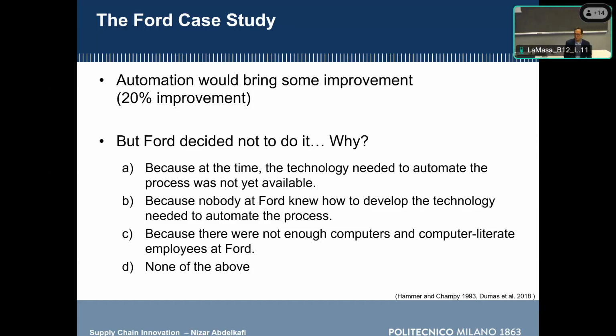Automation is always very interesting, right? You have a process that costs a lot of time, it costs a lot of money. You would like to automate that process. Why? To make it faster, and then you won everything. At least you think you have won everything. But Ford did not go for automation. Why? Which one would you go for? Which option?